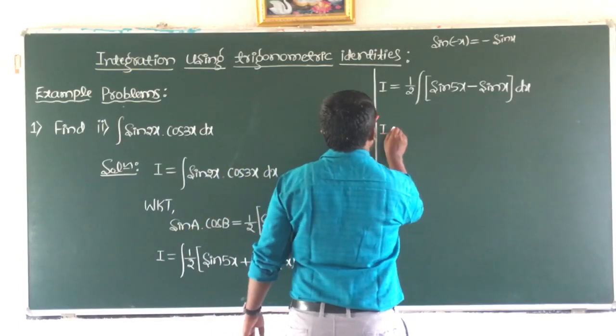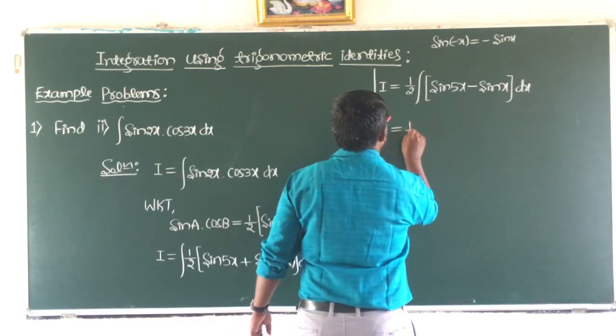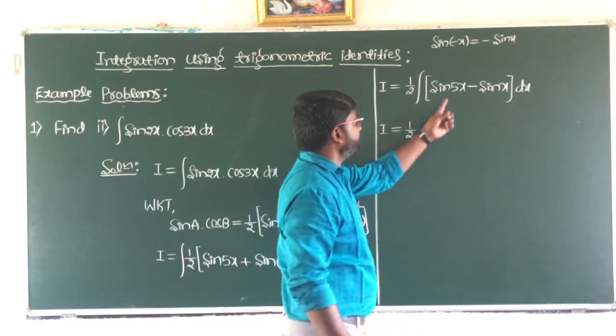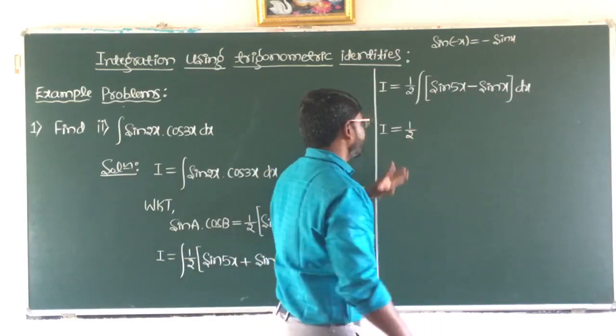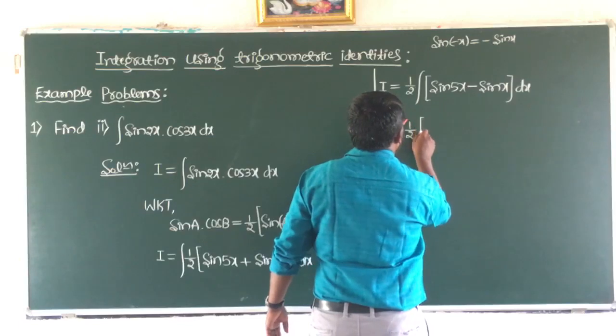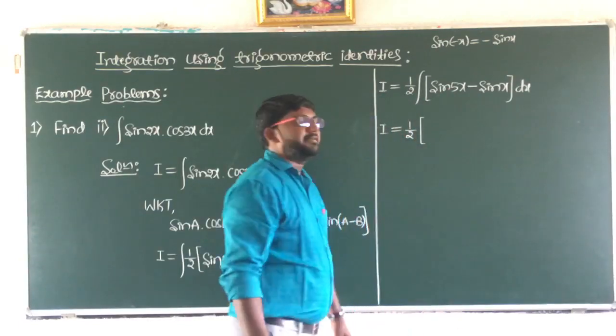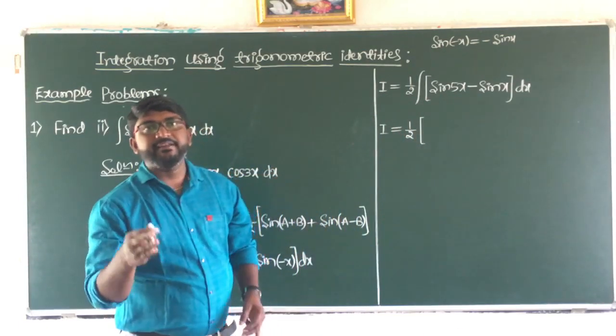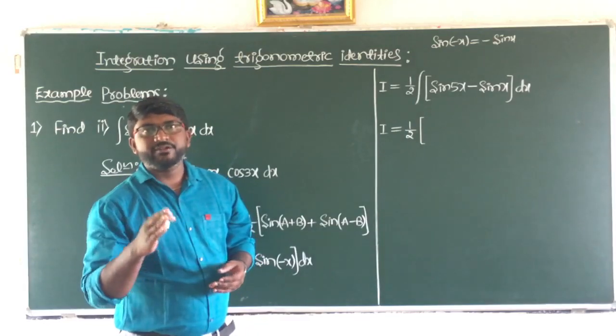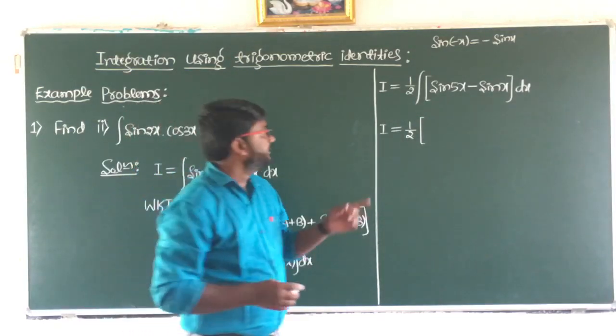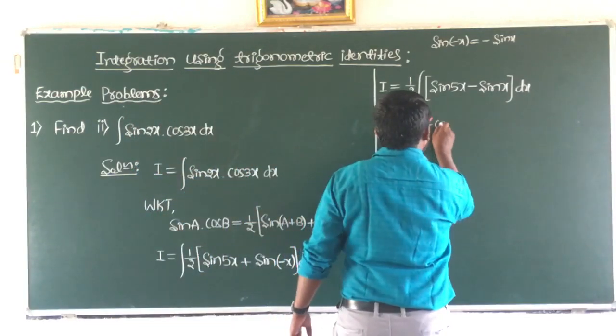I is equal to 1 by 2, a constant which is related to both the terms, so I have written it outside. Then now integral of sin 5x. What is the integration of sin ax? It is minus cos ax divided by a. So minus cos ax.